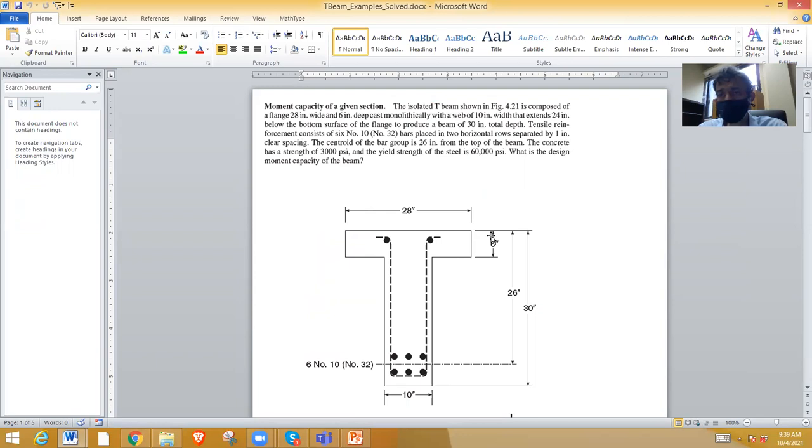There is no SW and all that because there is only one beam here. Okay. Now, first thing, as you remember, if the depth of the compression block is within the flange, it is very easy. Just analyze as rectangular beam. If it is below the flange, then you need to do T-beam analysis. So let's check that first.